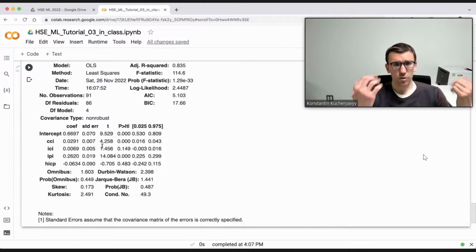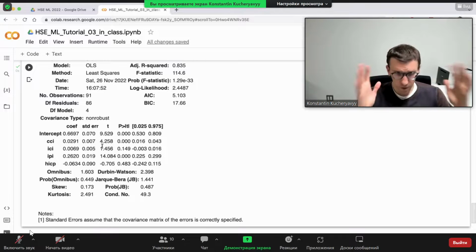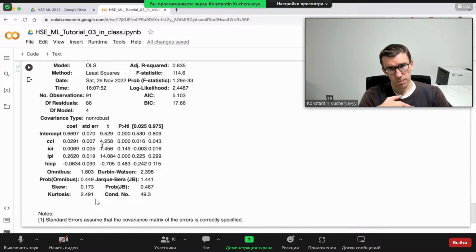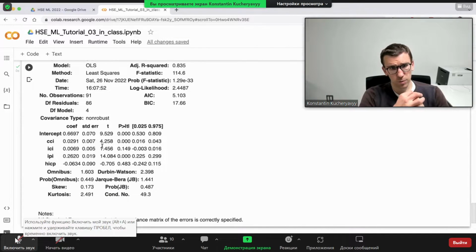What kind of structure in residuals can we observe? There are at least two things that can come to mind. Anyone wants to volunteer and say? There are at least two things that should immediately jump at you once you're thinking about structure in the residuals. Like autocorrelation? Yeah, serial correlation in residuals, that's one.